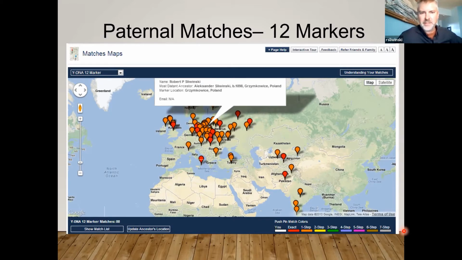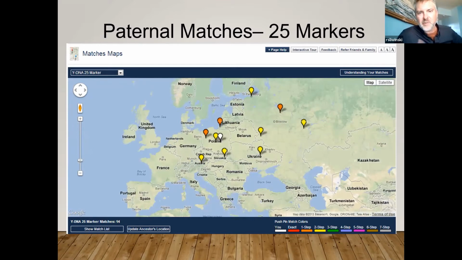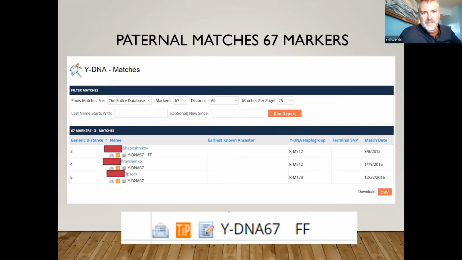So the next one here is probably 25 markers. You're seeing a lot less. The higher resolution you go, the less matches you get. And these are my matches at 67 markers. This is a match page that you get, gives you an idea. The names, I have very few. Genetic distance of 3 at 67 markers.